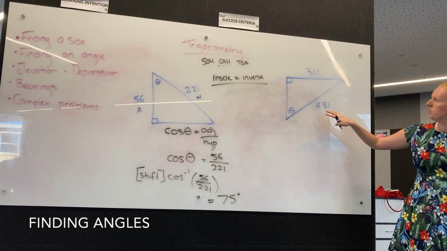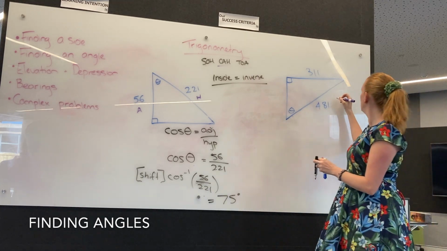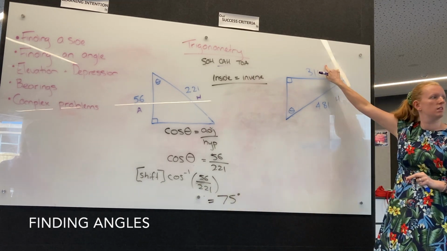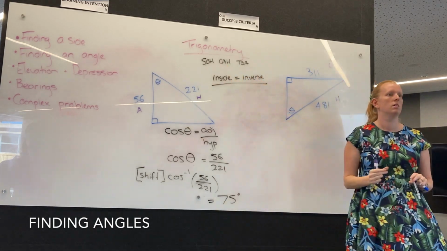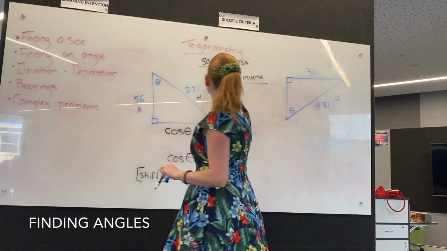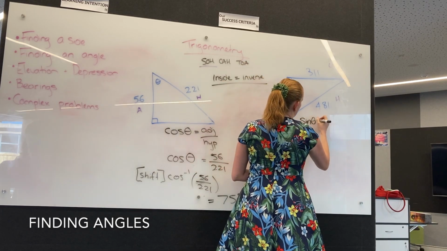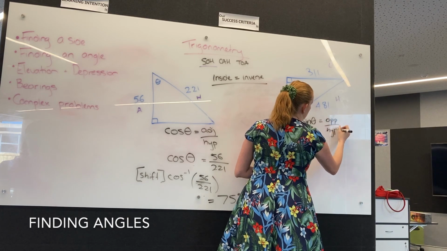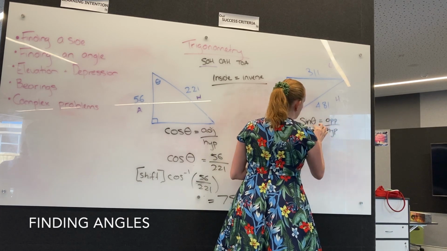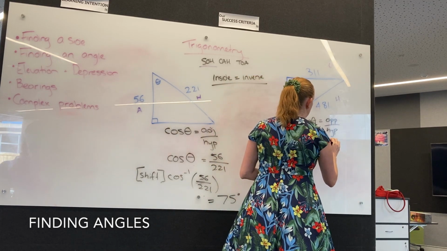Let's do this one. So, what side is this? Hypotenuse. Great. What side is this? The opposite. Great. So which am I using? I'm not using cos this time. I'm using sin or sine, whatever. So, sine is equal to opposite over the hypotenuse. So I'm going to fill in my blanks. Do I have an angle? No. I've got this weird symbol.